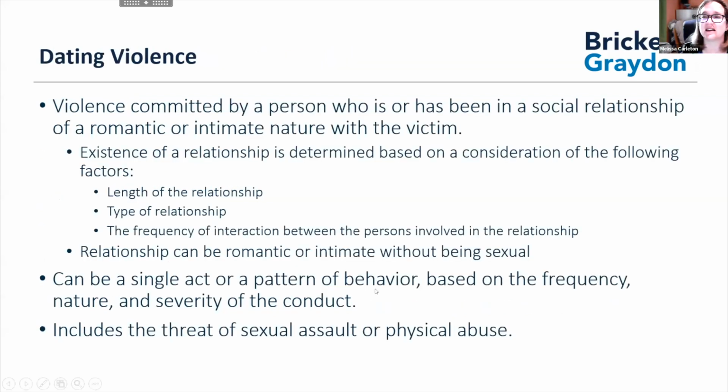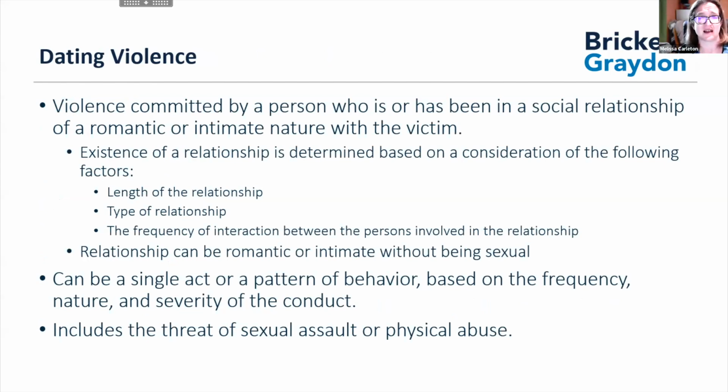So what does it mean? Dating violence is violence committed by a person who is or has been in a social relationship of a romantic or intimate nature with the victim. And this is basically violence plus relationship. Was there violence, and are you dating? Dating can be difficult to figure out these days. People are interacting with each other in ways that 20 years ago they weren't.